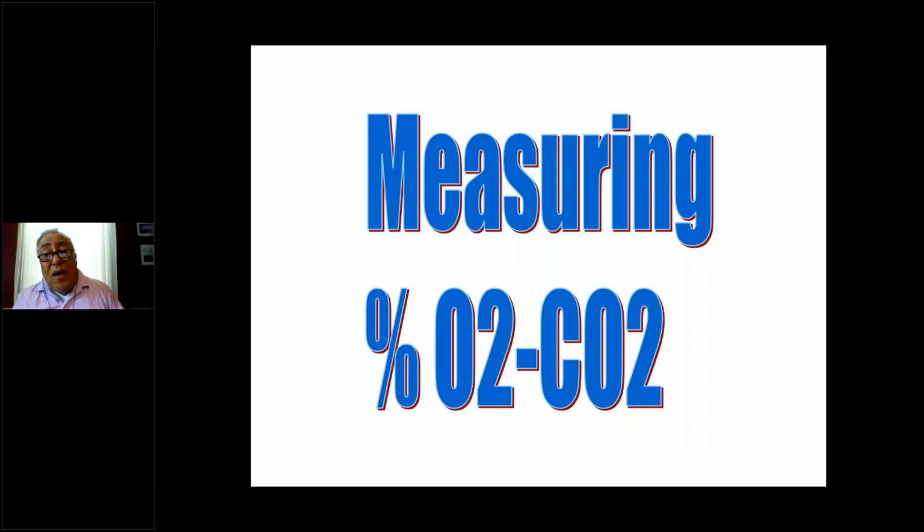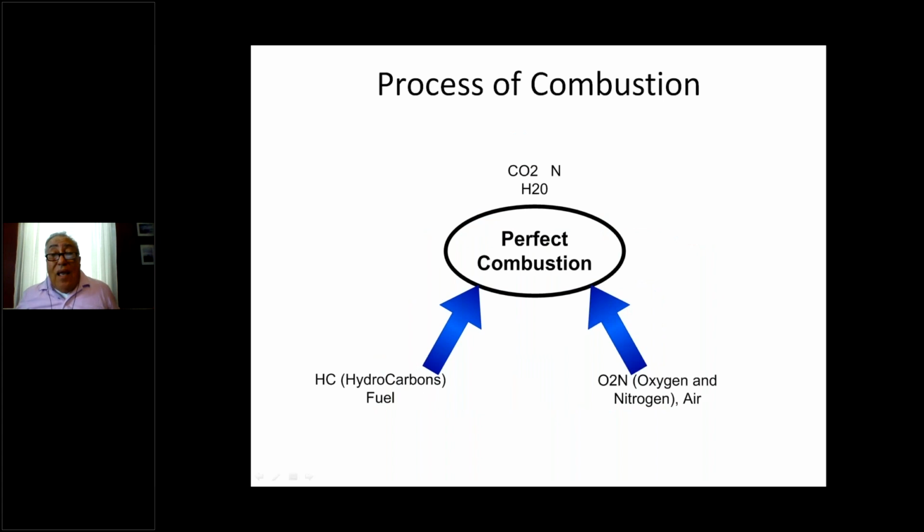So what are we measuring? Well, remember, O2 or CO2. We're doing either or both, and we're looking for the percentage in the flue gas. In a perfect world, wouldn't it be nice? In a perfect world, everything would be good. Everybody would be happy.